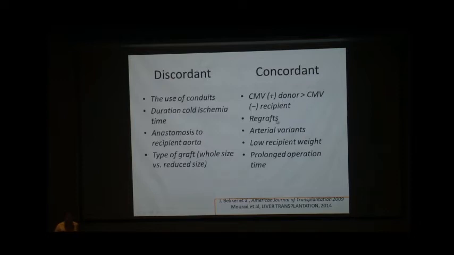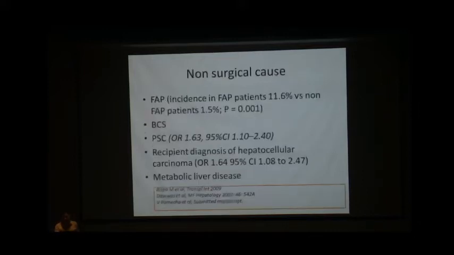Retransplantation is universally considered across the studies as a risk factor for HAT. The arterial variant anatomy, low recipient weight and prolonged operation time are the risk factors which have been agreed upon by most of the studies.